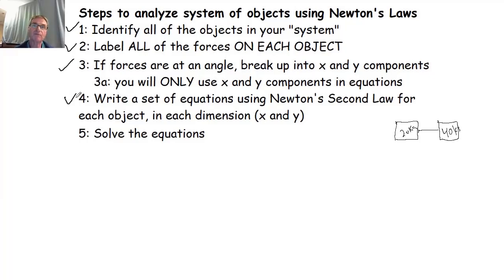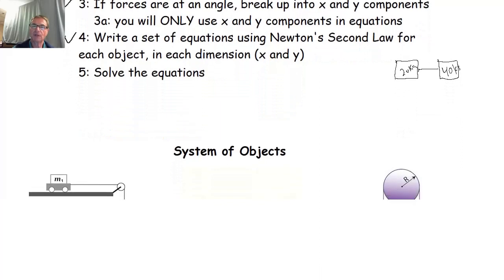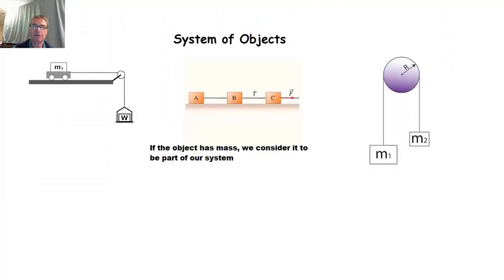And then finally number 5, we're going to solve the equations. These are the steps. If you follow these steps, analyzing a system using Newton's laws isn't too difficult. If you skip some of the steps, that's when we run into problems. So first, let's go into a little bit more about what a system of objects is.